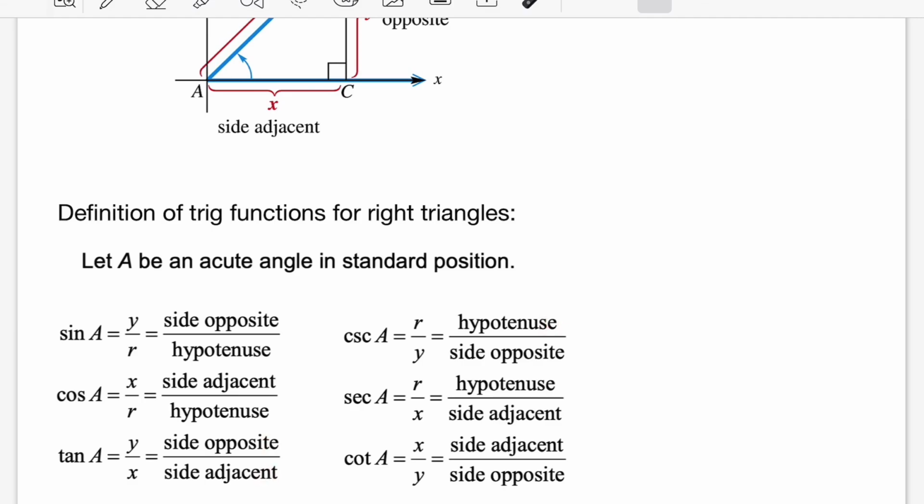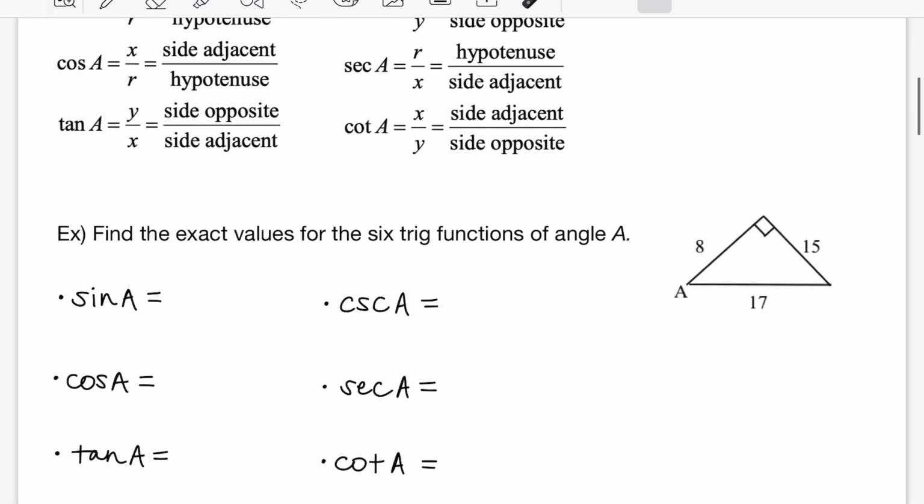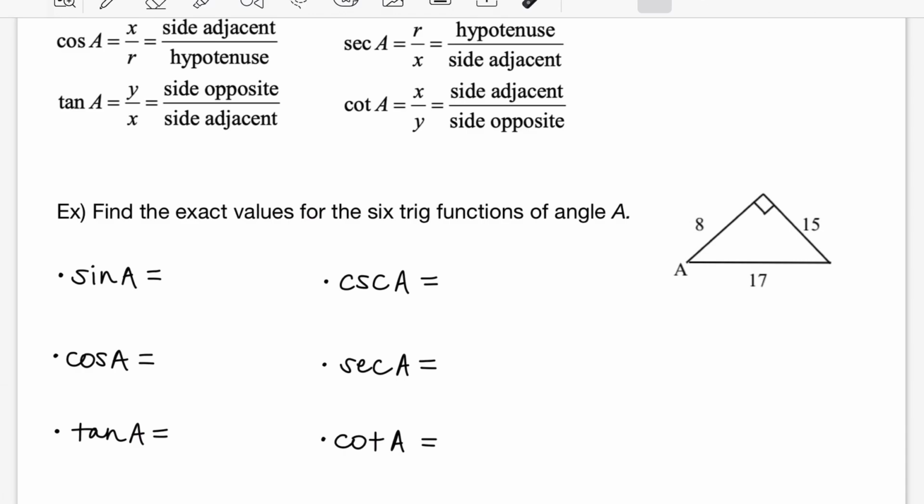Cosecant is going to be hypotenuse over opposite. Secant is going to be hypotenuse over adjacent, and cotangent is going to be adjacent over our opposite side. So with that knowledge here, let's do this example. We want to find the exact values for our 6 trig functions of this angle A here. So our angle is given by this guy here.